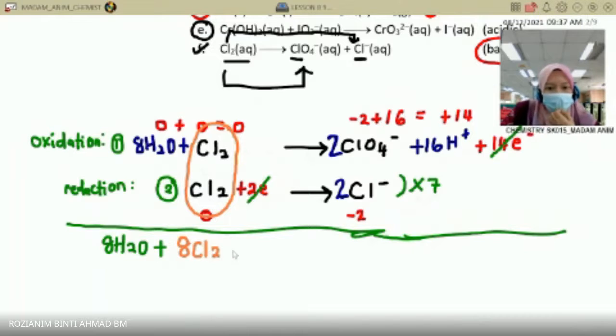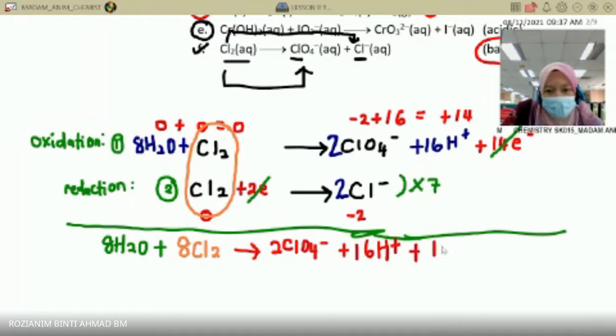So careful. Okay. And it can produce, saya ambil masa sikit. Okay, it can produce the 2 moles ClO4 minus plus 16H plus, and then we have 14Cl minus. Okay, already done. Okay, next step. Okay, so before we check to become the balancing of acidic, what should you do next?